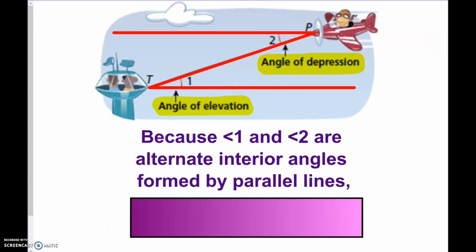All right, so angle 1 and angle 2. If you look here, we have the monkey's eyes. His eyes are going straight out. Now, as he looks down, that's why this is considered the angle of depression. Now, in the tower, their eyesight goes straight out, and now they look up to the monkey. So this would be considered your angle of elevation.